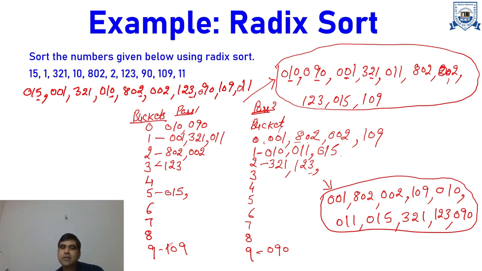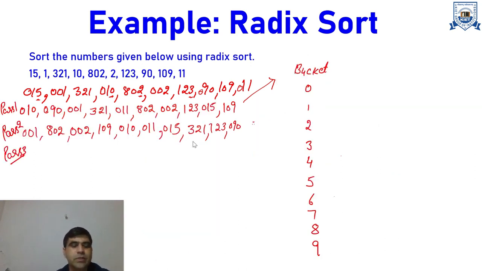So the number of passes required is 3. Why 3? Because the maximum number of digits in a key in this given list is 3. So we need to run pass 3 also. Okay guys, so here we are.